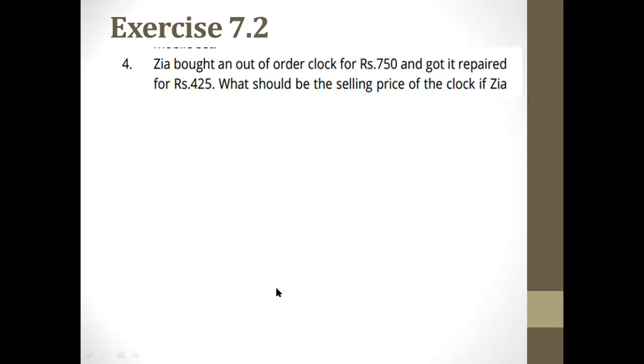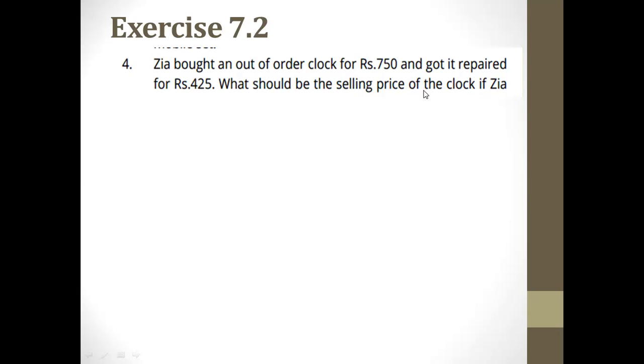Come to question number 4. Zia bought an out of order clock for rupees 750. That means the clock is not working, out of order. So he bought it for 750 and got it repaired, meaning he repaired it to make it work. So how much did he pay on repairing? 425. So the total cost price will be what? 750 plus 425, because he bought it for 750, but he also spent 425 on repairing. So the total cost price will be 750 plus 425.